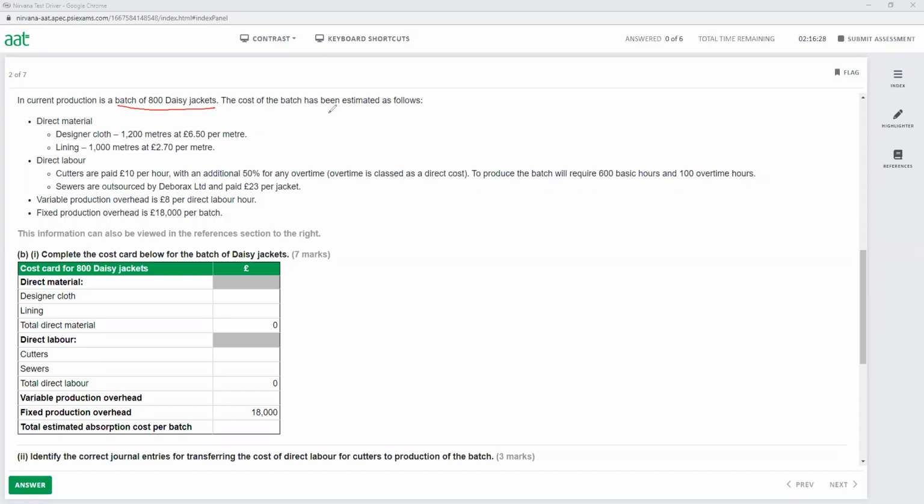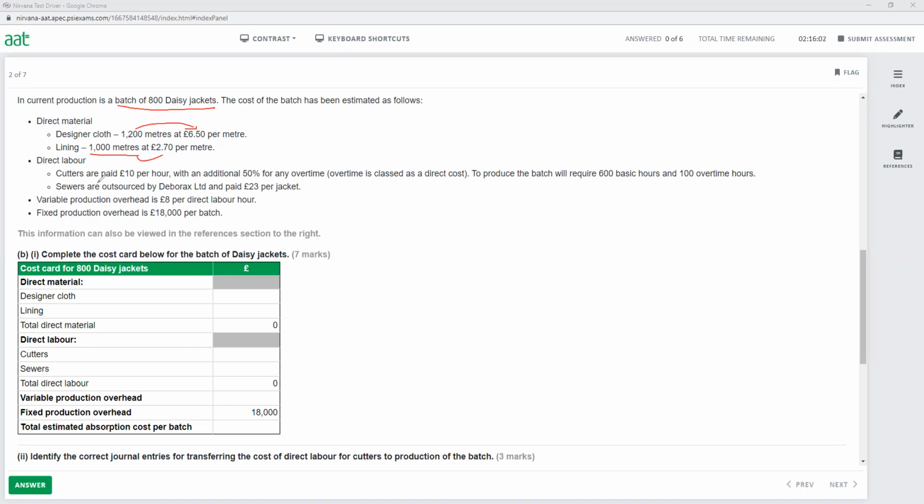The cost of the batch has been estimated as follows. Direct material, designer cloth 1200 meters at £6.5 per meter. So we need to multiply to find out how much the designer cloth value is. Lining, we have 1000 meters at £2.70 per meter. So you have to multiply to find out how much the lining cost is.